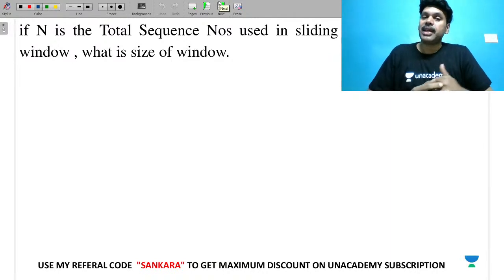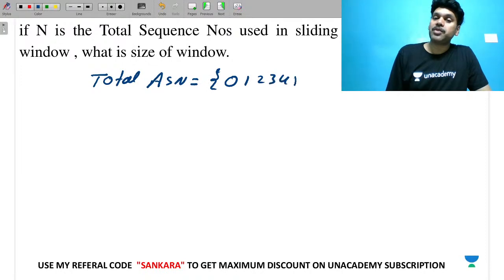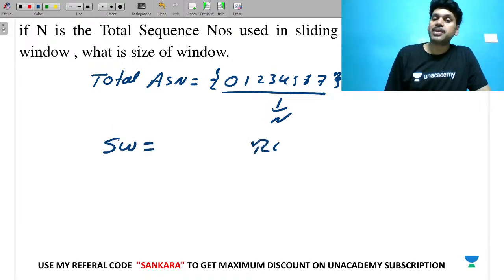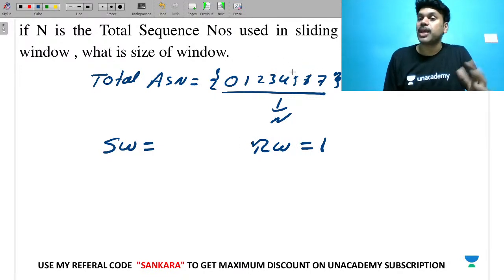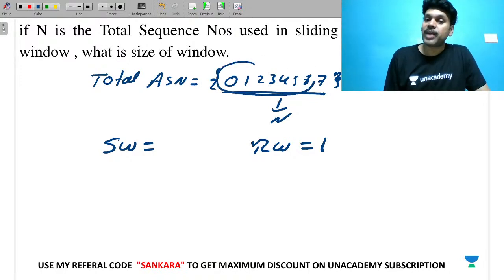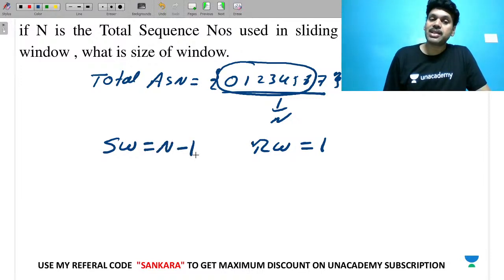Now let us see. If n is the total sequence numbers used, your total available sequence numbers are 0, 1, 2, 3, 4, 5, 6, 7 and I am assigning this to n. What is your sender window? What is your receiver window? Receiver window is always 1 and the sender cannot send all these frames. He can send only up to n minus 1 frames only. So when I am giving 8, the sender can send 7. When I am giving 4, sender can send n minus 1. So your answer is n minus 1 here.